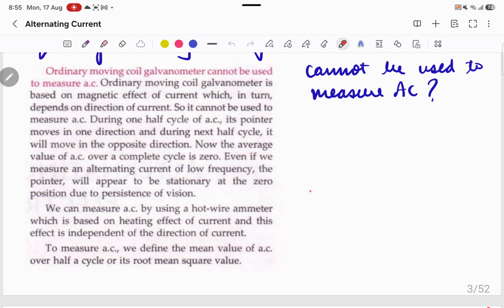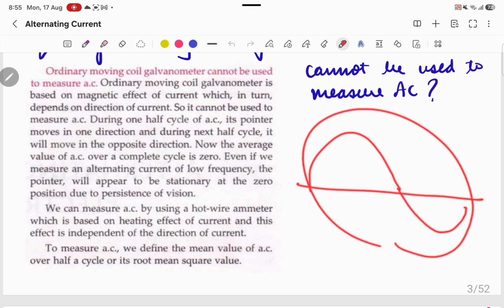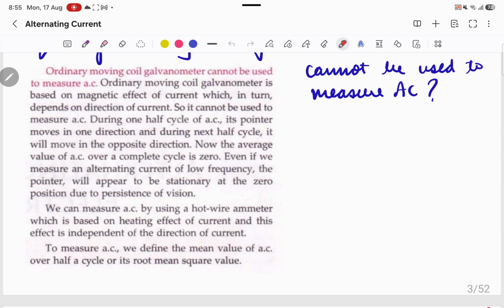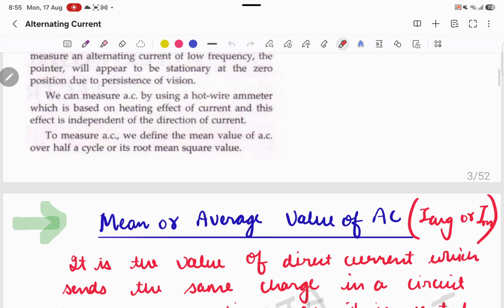Right? Now average value means half of the way it's going upwards, half of the way it's going downwards. So the average, the whole sum of this portion, will be 0. Understood? So even if we measure an alternating current of low frequency, the pointer will appear to be stationary at the 0 position due to the persistence of human vision, because we can't see the microscopic things. So we can measure alternating current by using a hot wire ammeter, which is based on the heating effect of current, and this effect is independent of the direction of current.